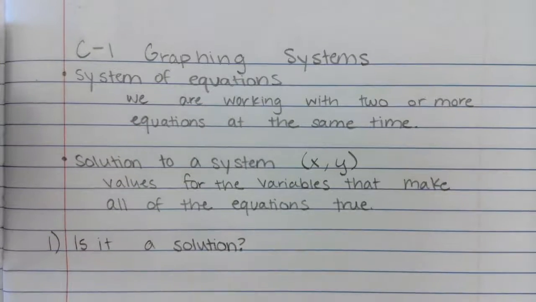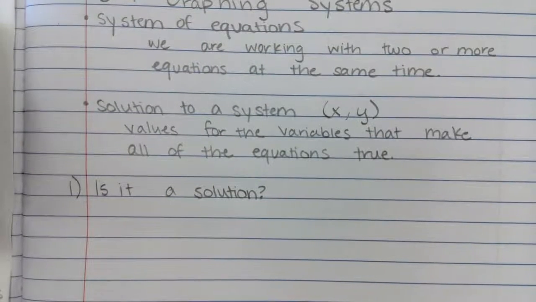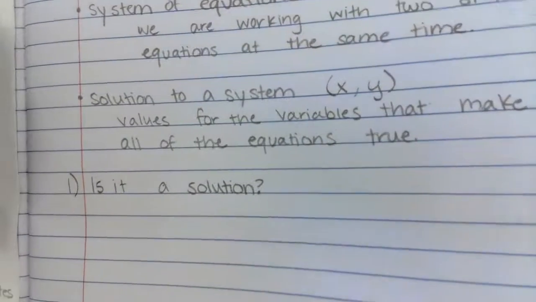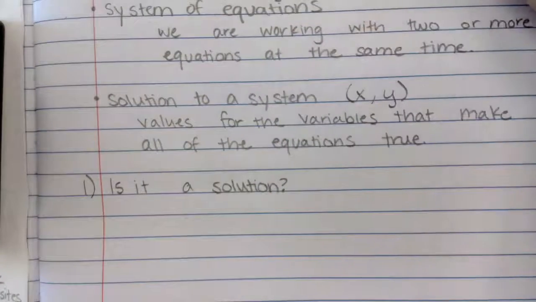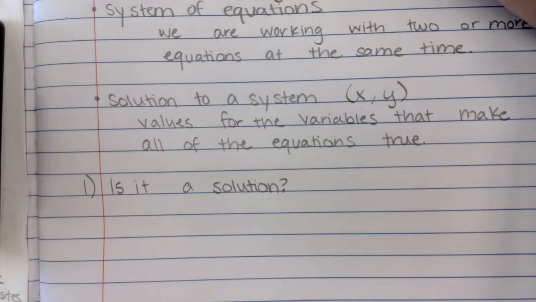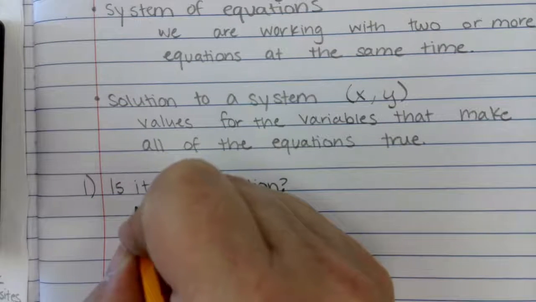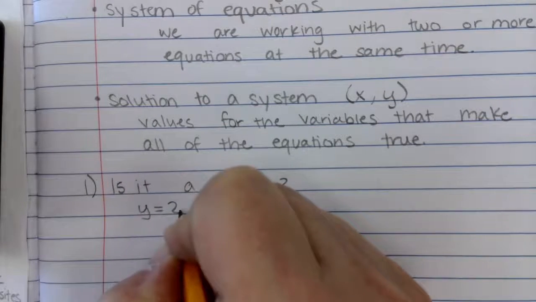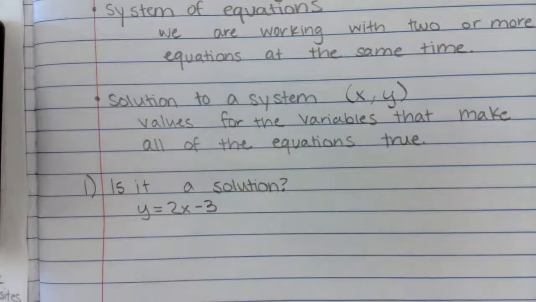So for questions that say, is it a solution, what kind of answer should we have? Either yes, it's a solution, or no, it's not a solution. So those are going to be our answers for this one. We're going to have yes or no answers. Okay. So our system is going to be y equals 2x minus 3 and 4x plus y equals 3.